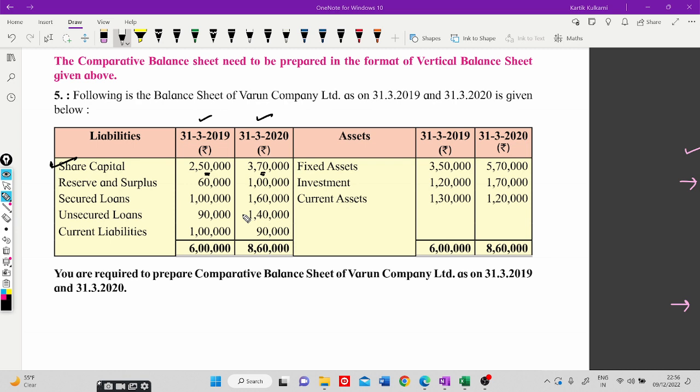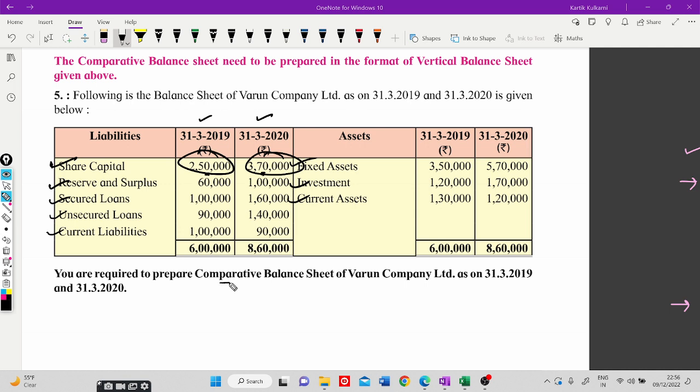Now if we convert that change, 2,50,000 has been changed to 3,70,000. This change, if we express in percentage, it will be more easy to understand the changes in the company during that particular financial years. All these individual items or components of the assets and liabilities are expressed as percentage change.